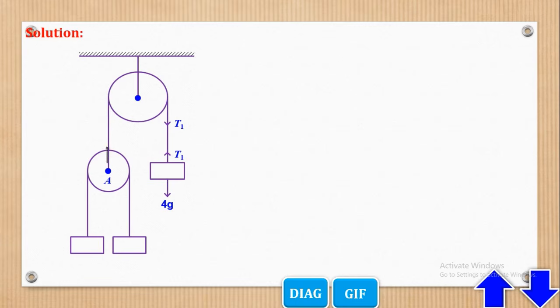Now, we realize that these are two different strings. This string is different from this one, meaning that there will be two different tensions. This string will have its own tension and this one will have its own tension. That is why this time around we are putting here T1, so this will have T1 and this will have T2.